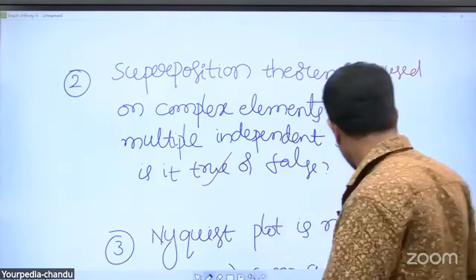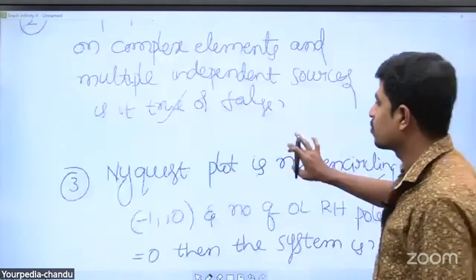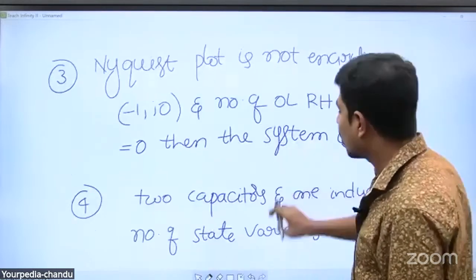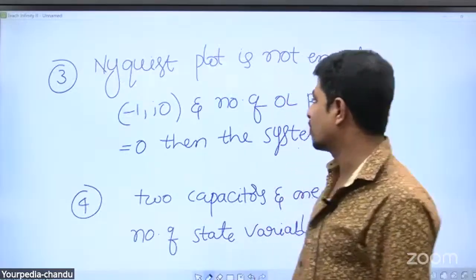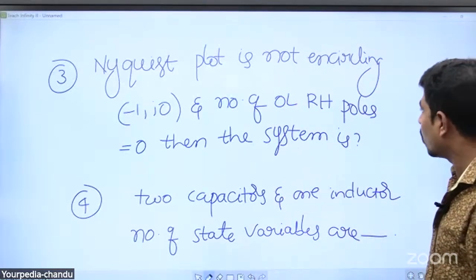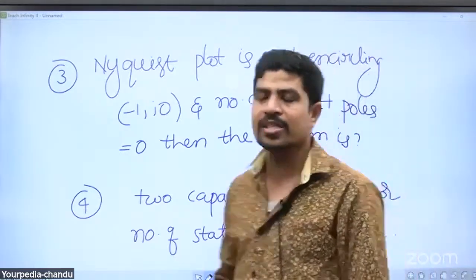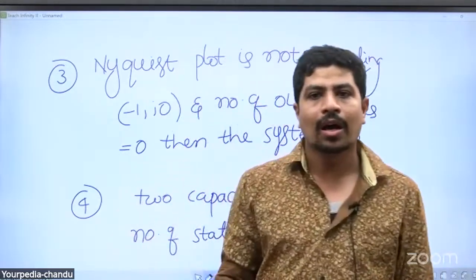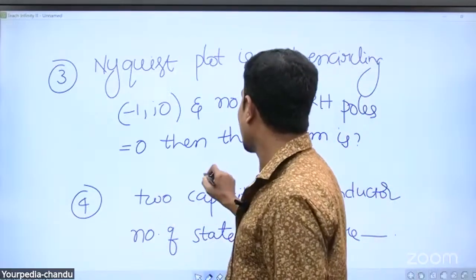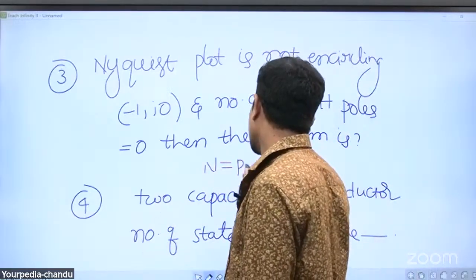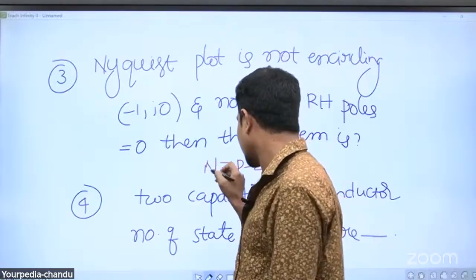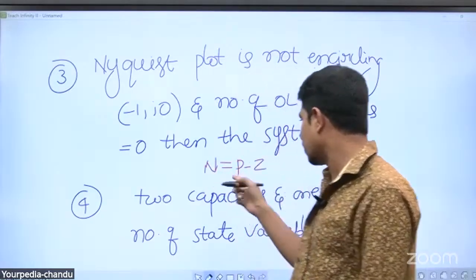The third question is from control systems, which I received from students. That is, the Nyquist plot is not encircling the critical point -1, j0, and the number of open loop right half poles is 0, then the system stability is? He's asking whether the system is stable or unstable. See, we all know that N is equal to P minus Z. The number of encirclements with respect to the critical point -1, j0 is equal to P minus Z.